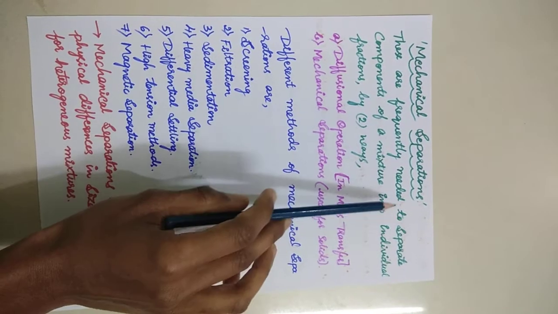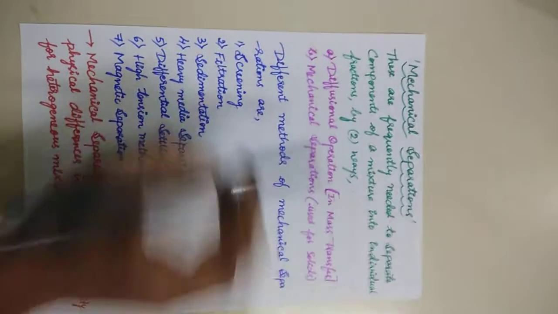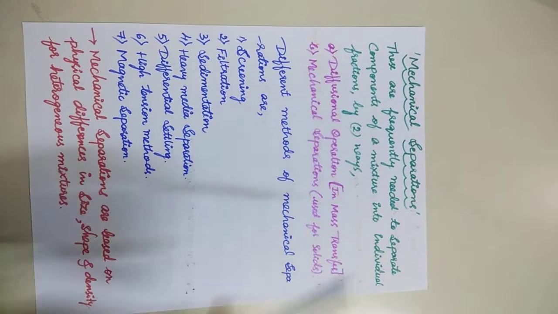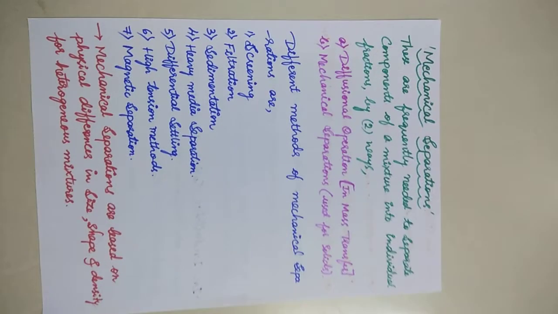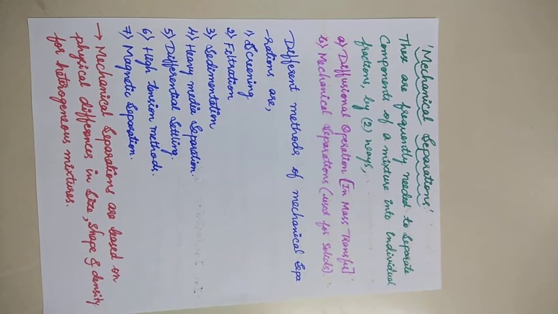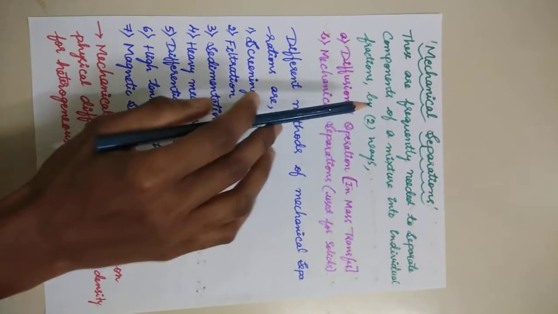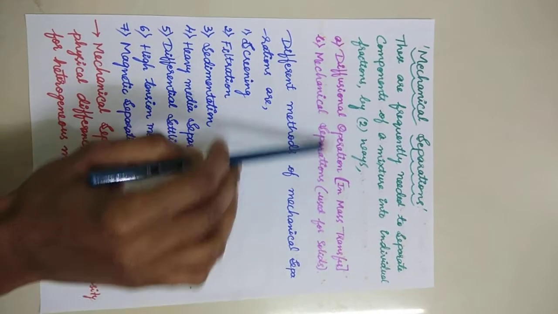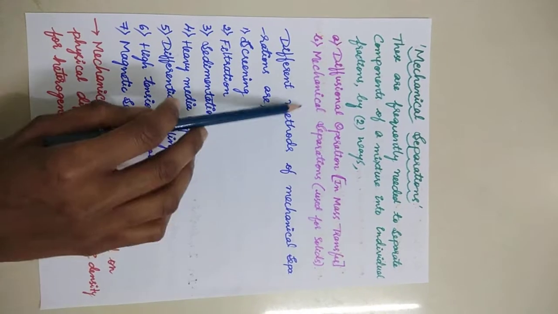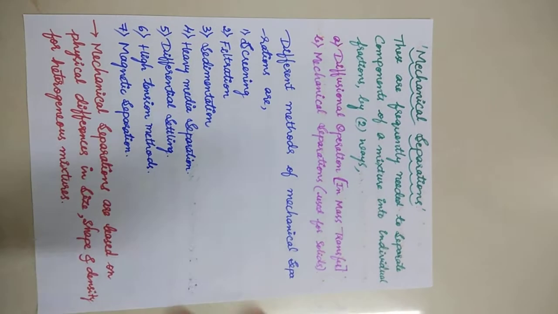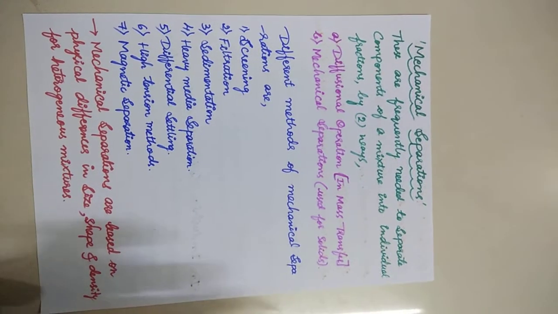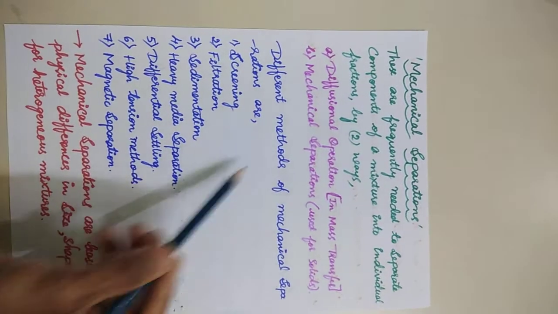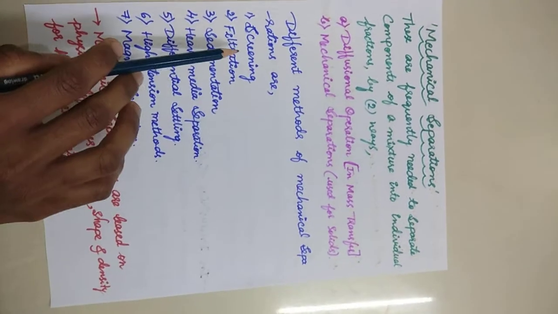So mechanical separations, in that we are seeing again, these are frequently needed to separate the components of a mixture into individual fractions. Why do we do mechanical separations, and what is the subject all about? We are just seeing here. It is having two ways, that is diffusional operation and mechanical separation. Diffusional operation we are seeing in the mass transfer subject, and mechanical operations are used for solids, mostly used for solids only. Okay, so in that we are having different methods. They are like seven types of methods here. First is screening.